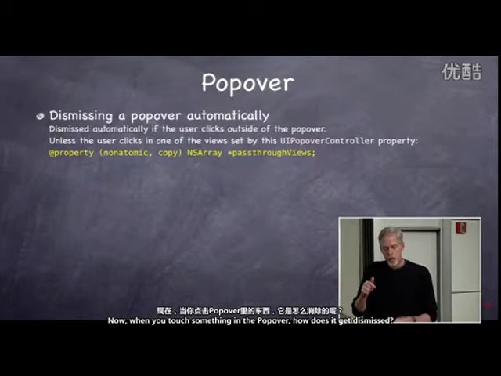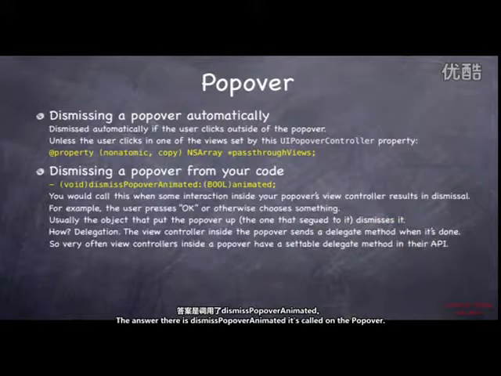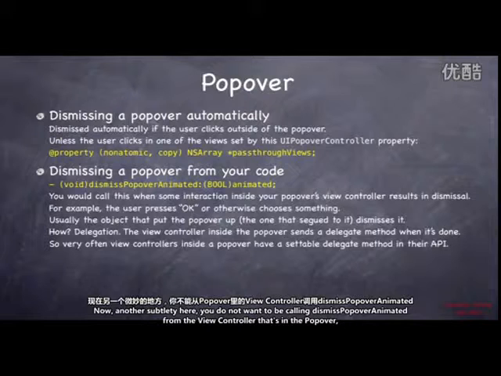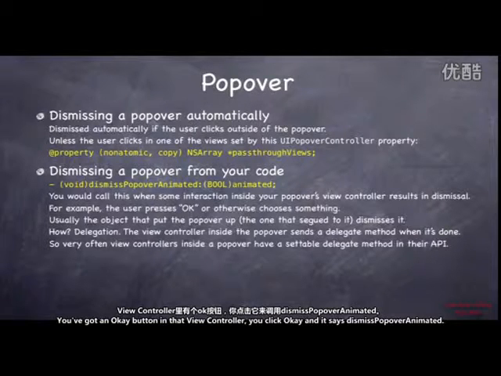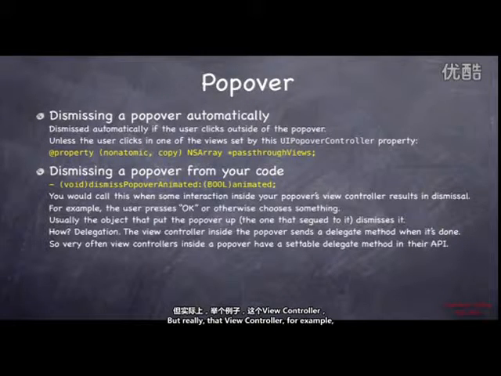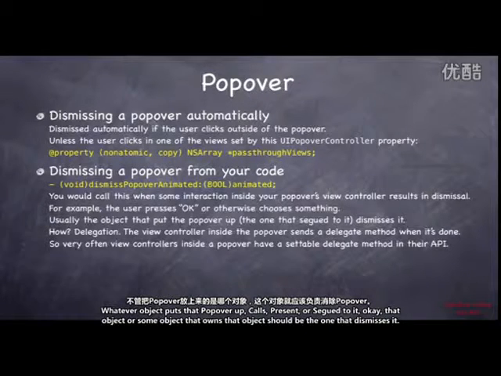Now, when you touch something in the popover, how does it get dismissed? The answer there is dismiss popover animated is called on the popover. Now, another subtlety here, you do not want to be calling dismiss popover animated from the view controller that's in the popover. Okay, and this is very strong temptation. You've got an OK button in that view controller, you click OK, and it says, oh, dismiss popover animated. But really, let's back up. Whatever object puts that popover up, calls present or segued to it, okay, that object, or some object that owns that object, should be the one that dismisses it.